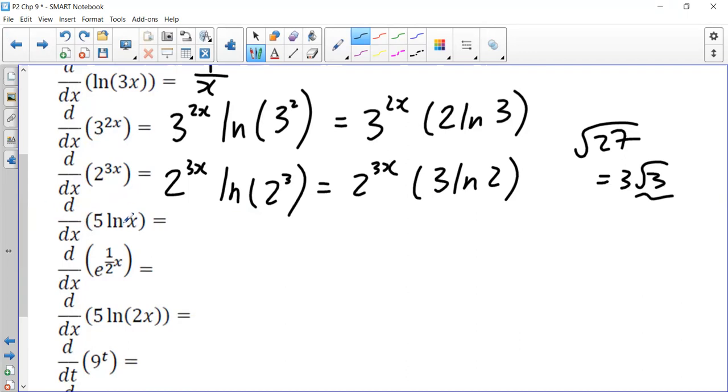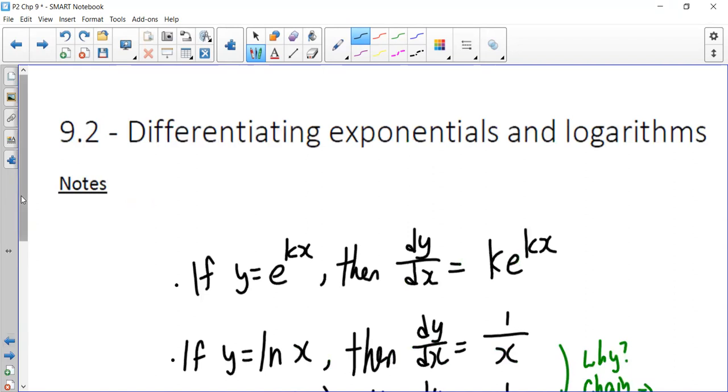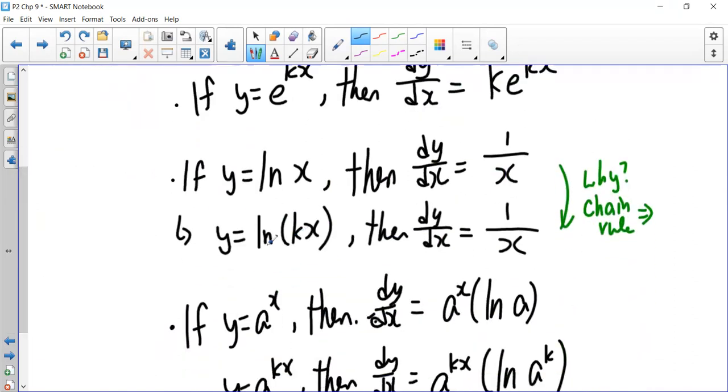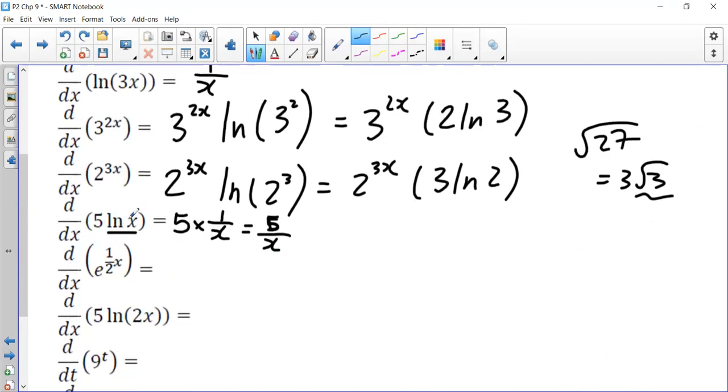Next one, 5 ln x. I'll let you think about this. It's like the same as 5 times ln x. So 5 is a coefficient, so it doesn't do anything. 5 times differentiate ln x, 1 over x. So this one is 5 over x. This is not the same as ln kx. That's one misconception a lot of students would have made. ln kx, the k has to be inside the ln, but this 5 is outside. So it's 5 times ln 1x, if you may. So it's 5 times differentiate ln x, 1 over x. It's 5 over x.